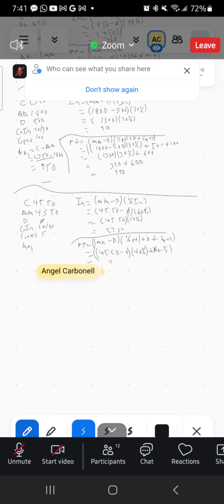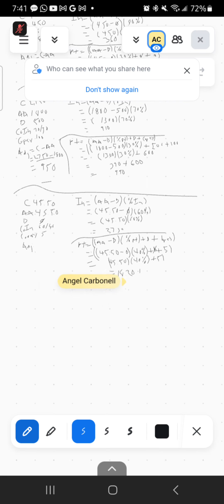But now we have 4550 times 40% plus $5. You use a trusty calculator and you do 4550 times 0.4. That is 1820. And that 1820, we're going to add 5. And that should be 1825. I apologize, people, but the 2s and the 3s are really hard to do in this computer.